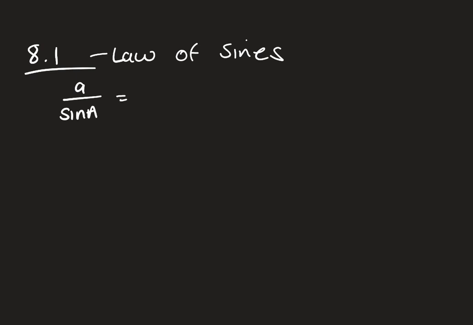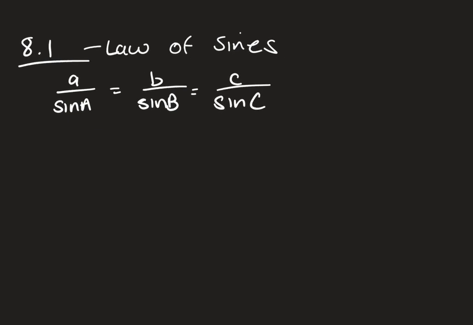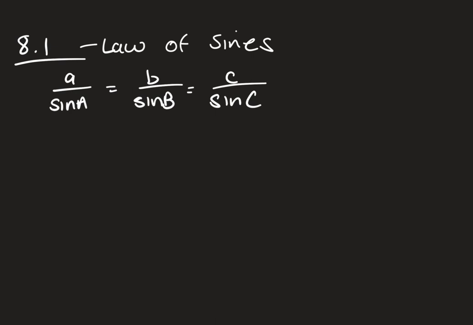Okay, then came 8-1, which was law of sines. In this one, obviously, it's a over sine of A, b over sine of B, c over sine of C. You take those two at a time, cross multiply, divide. This is where you can get your ambiguous case. So if it's side, side, angle, that's your ambiguous case.